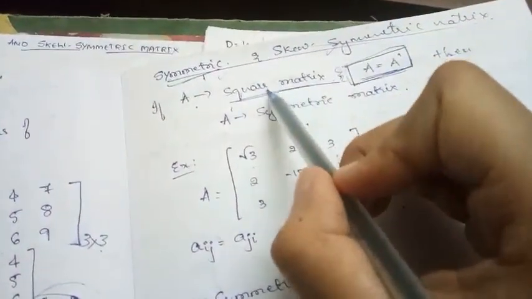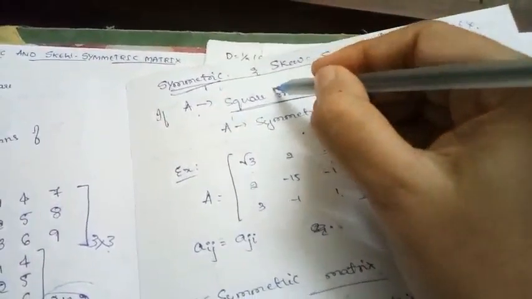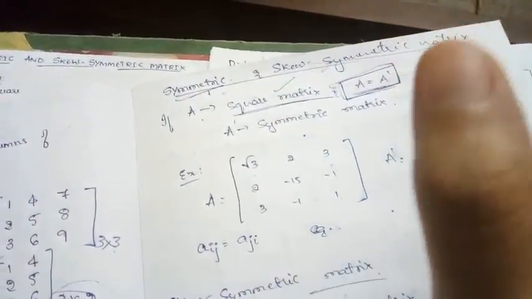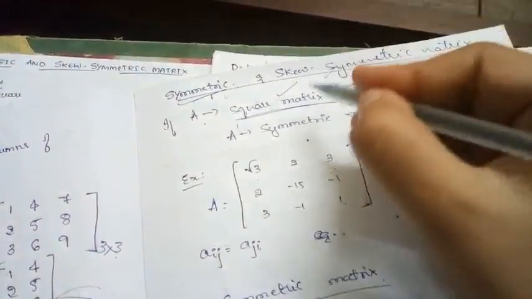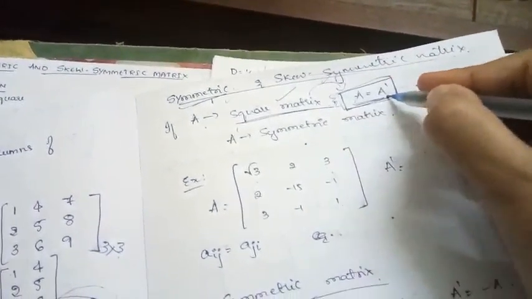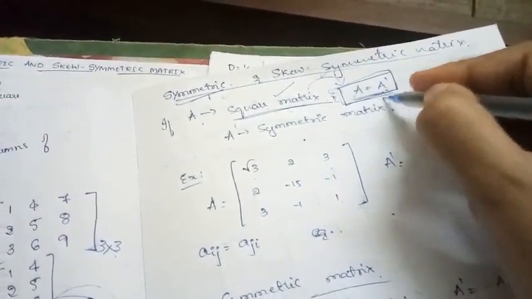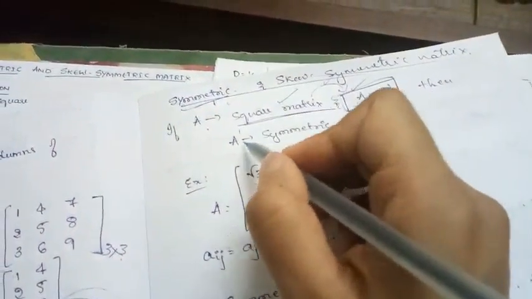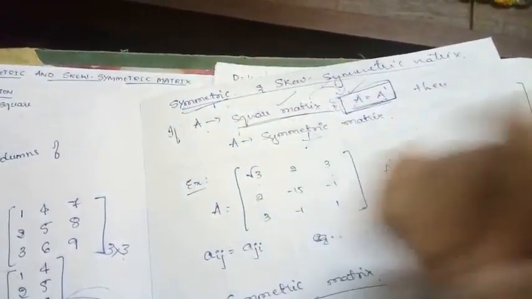It means that A must be a square matrix. This is the first condition. Please make sure, to check whether it is a symmetric matrix or skew symmetric matrix, the matrix must be a square matrix. If it is a square matrix, proceed. What is the second condition? Then A must be equal to A transpose. So if it is a square matrix and A is equal to A transpose, then that matrix is a symmetric matrix.